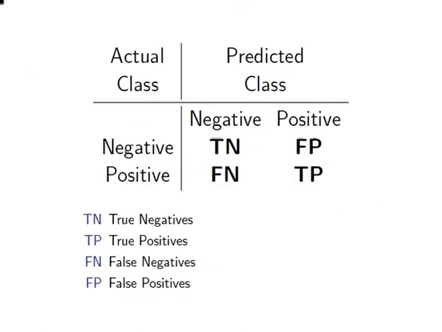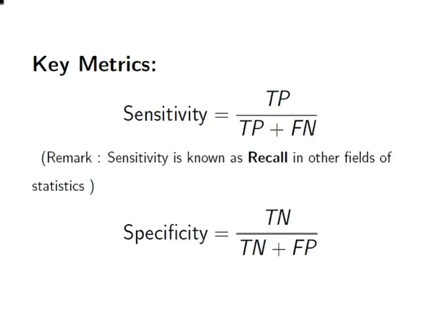So we could tabulate our four outcomes in such a way. We have the actual classes, the healthy people and sick people, negative and positive, and the predicted classes, negative and positive. So diagnosed as sick or diagnosed as healthy, or vice versa. So, TN, FP, FN, and TP, those are the four building blocks. So, here we have them again.